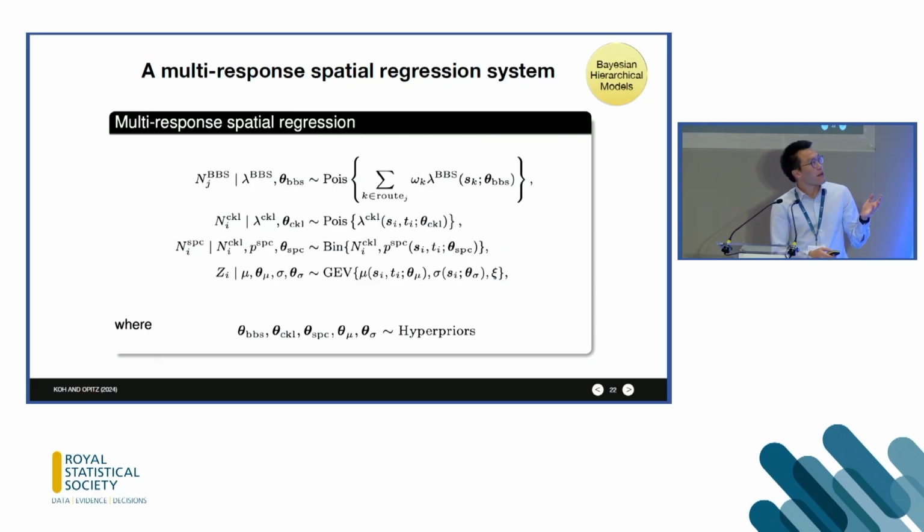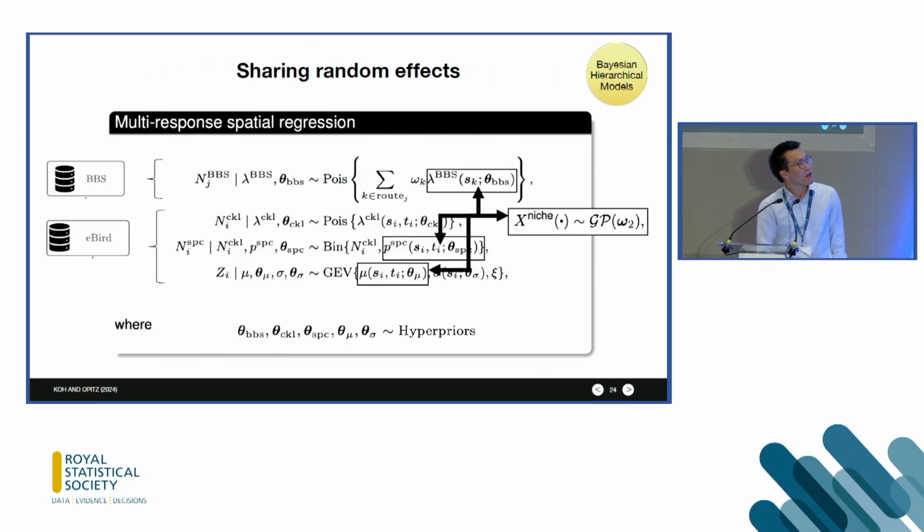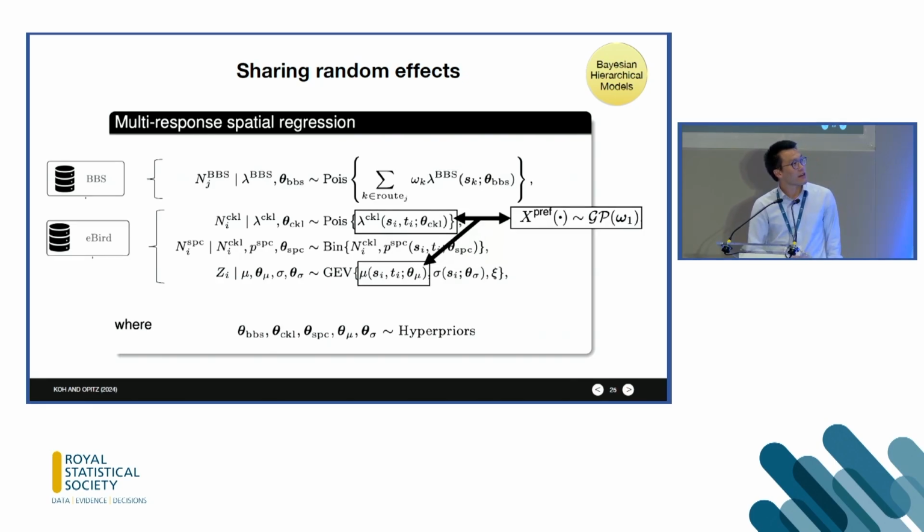Very briefly, these are the different sources that are going in. Here you might already see some notation, the NI checklist, the NI species, but really we're doing a multi-response spatial regression. And one thing to note is that there are these latent effects that we are trying to share between different components. In this case, the ecological niche, and in the next case, the preferential sampling aspect of it.